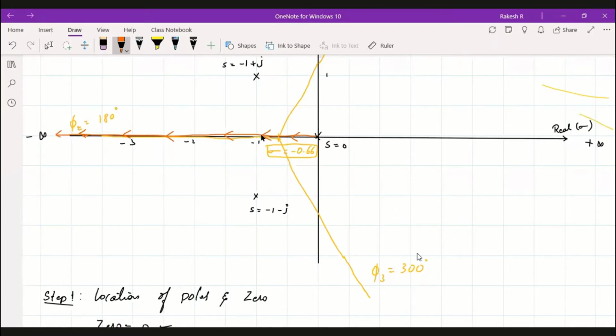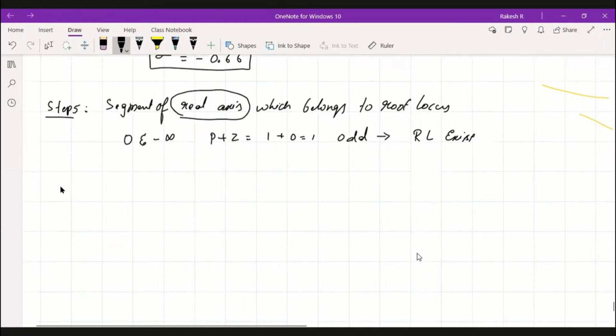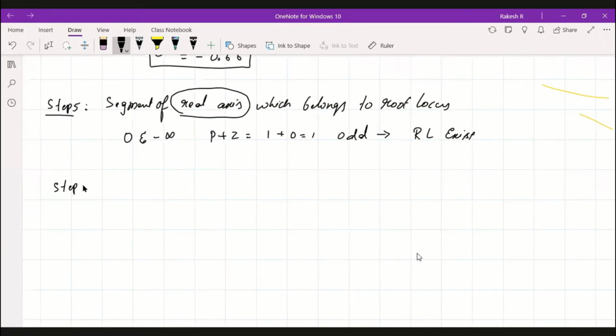Now we need to consider these two complex conjugates. To consider that, first we shall go with the breakaway point. Do we have any breakaway or break-in point? We shall see that. That is step 6, to determine the breakaway or break-in point. To determine this, we need to consider the characteristic equation. What is the characteristic equation? That is 1 plus g of s into h of s is equal to 0.